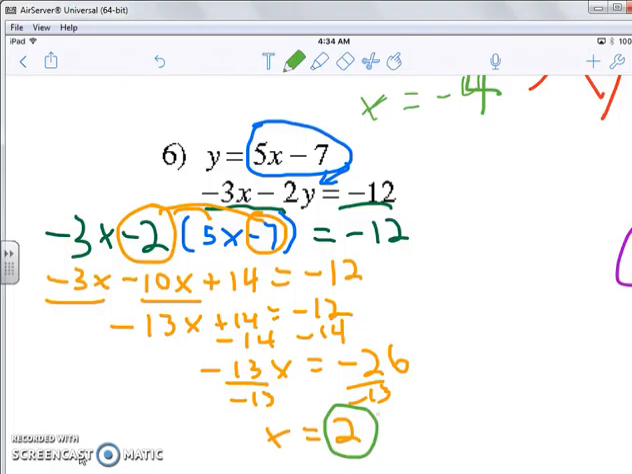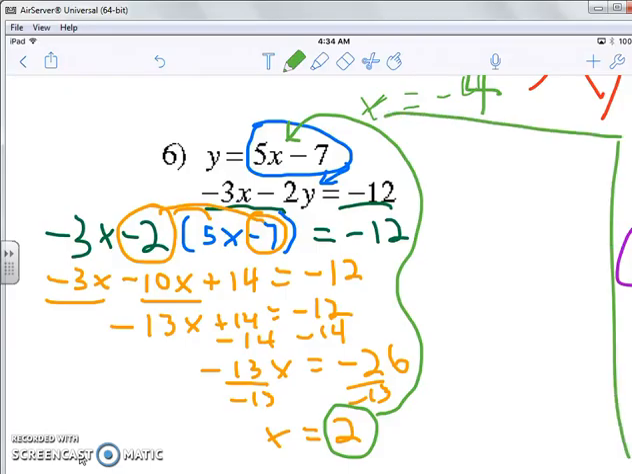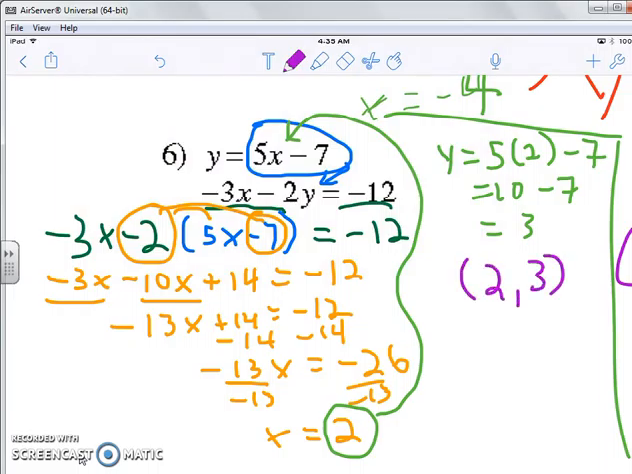And now I'm going to take this 2, I'm going to plug it in for x. So if x is 2, I'm going to say y equals 5 times 2 minus 7, which is 10 minus 7, which is 3. So our answer is going to be x is 2, y is 3. And that's it. Not too bad. If you need to pause to get caught up, go ahead and do so now, and we'll move on to the next problem.